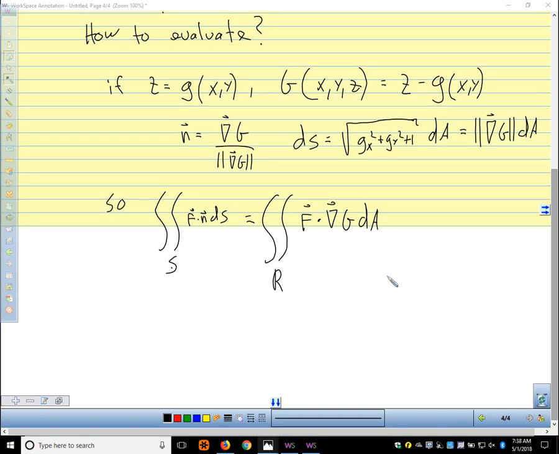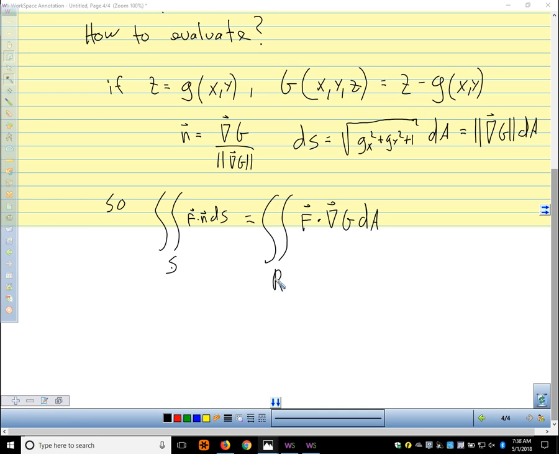All right, so this is how we're going to evaluate this thing. We're going to write g as z minus g of x, y. This is important. In order to use this form to evaluate our flux integral, we have to write g of x, y, z as z minus g of x, y. Then we can evaluate this as a double integral of F dot del g dA, where R is a region in the xy plane.